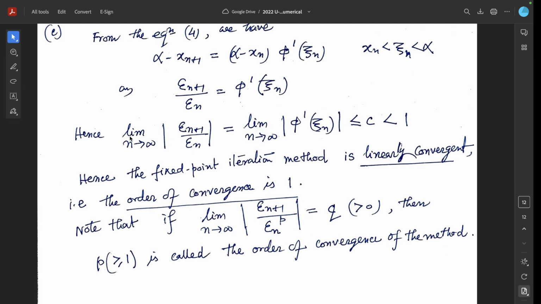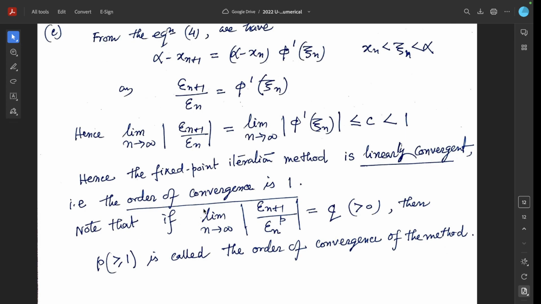Hence, taking the limit as n tends to infinity, the modulus of epsilon n plus 1 by epsilon n equals the limit of the modulus of phi dash xi n, and this is obviously less than or equal to c less than 1. So the fixed point iteration method is linearly converging, and obviously linearly convergent, that is, the order of convergence is 1.